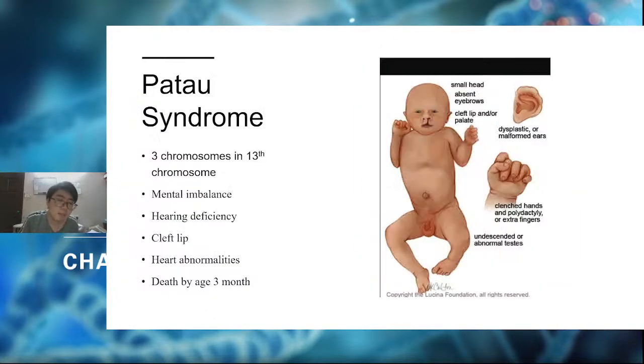Then there is Patau syndrome. This is also 3 chromosomes, but at chromosome number 13. Normally they can only survive about 3 months on average. Normally with these people you see the nose and lip, which is called cleft lip. If you look at the face, there is an opening in the mouth like this. So this is called cleft lip.